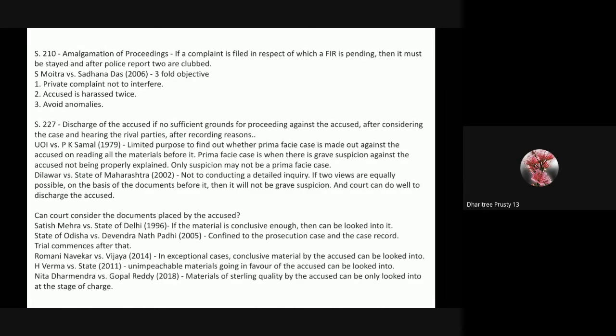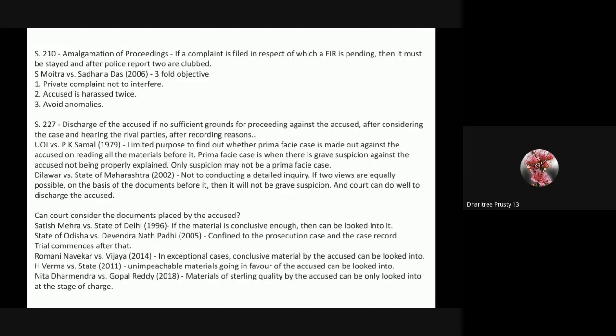1996, it was said that if the material is conclusive enough, then it can be looked into. That means if whatever material the accused is furnishing is of such a nature that it will conclusively give a presumption in the mind of the court that there is no sufficient ground for proceeding against the accused, then the court can do well to discharge him.